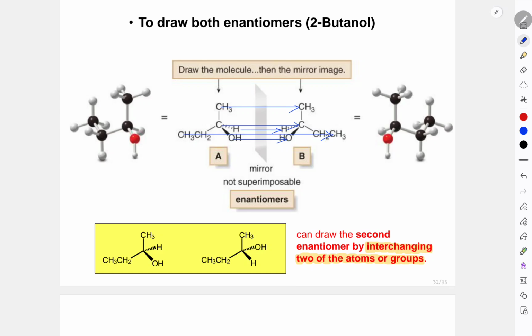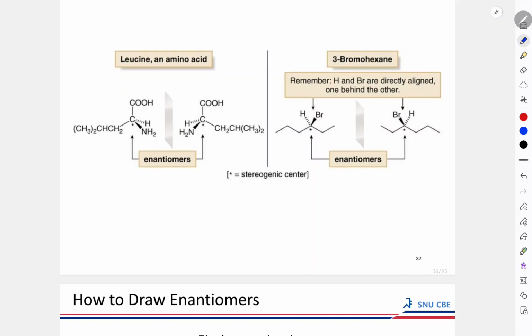So you can choose either drawing literally the mirror image from one to the other, or you can treat the bottom, just exchanging two substituents from the original structure, and then give you a second structure. Okay, this is the additional example. You can tell, right, this asymmetric center and this two are enantiomers of each other, and the same is true for this case.